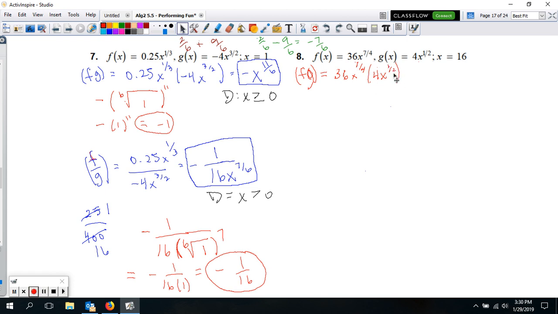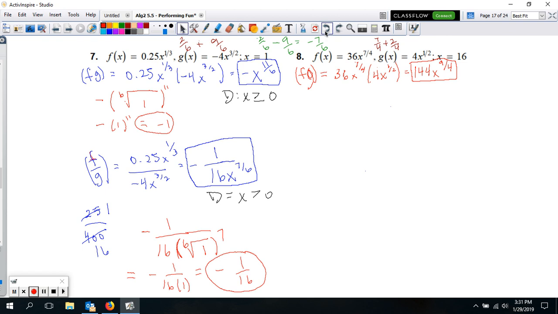7/4, 1/2. We do need to make this into a fourth here, because 2 can go into 4. So this will become a 2/4. So it would look like this here, 7/4 plus 2/4, making us 9/4. And there's the exponent for x. So it's just going to be 144, that's the 36 times 4, x to a 9/4 exponent.